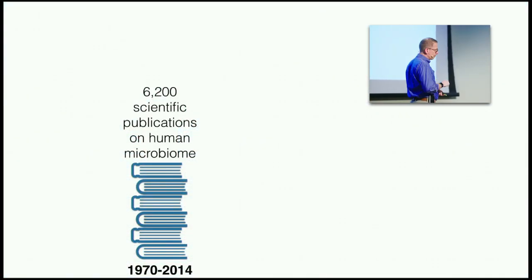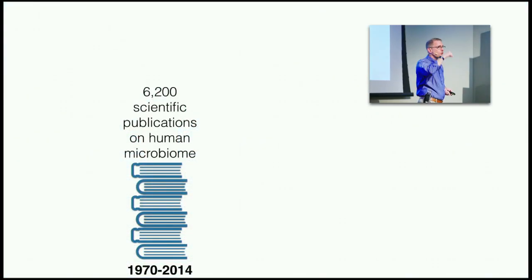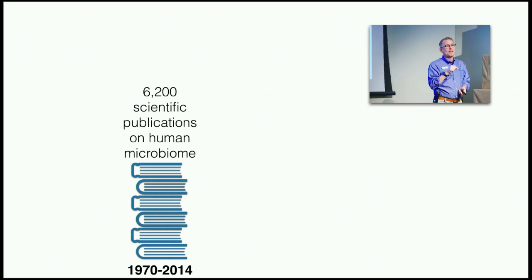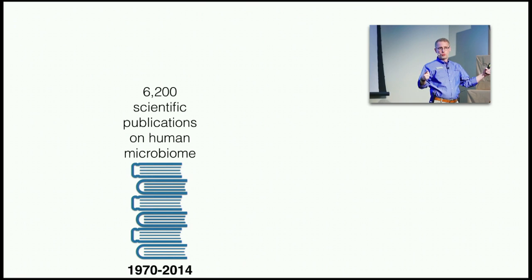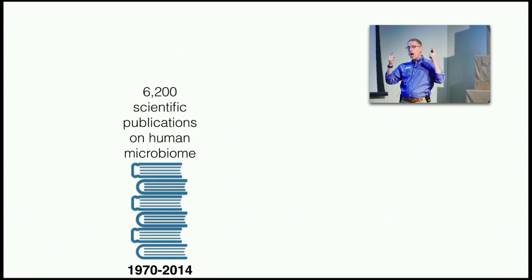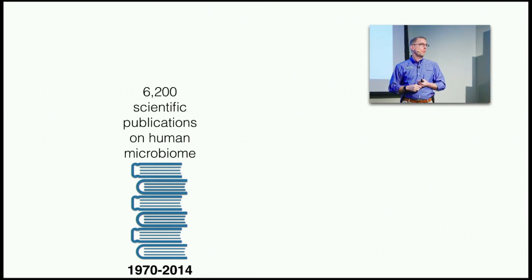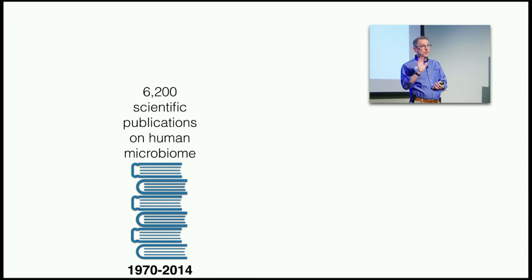Here's an example. When I first gave this talk in February of 2014, in the 44 years before we gave this first talk, 6,200 science papers had been published about the microbiome. That's a significant amount, don't get me wrong, but 44 years, 6,200 papers.